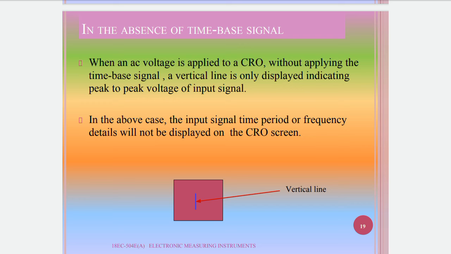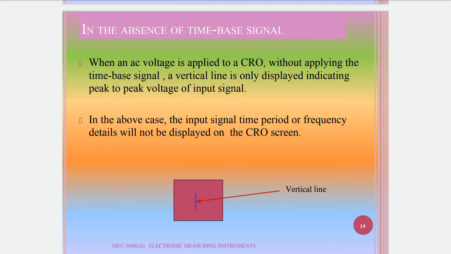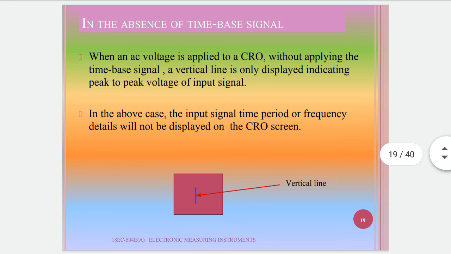So in the above case, the input signal time period or frequency details will not be displayed on the CRO screen, which means that when the time-based signal is not applied, only AC voltage is applied to a CRO. So a vertical line, you can see in the figure, is displayed, which indicates the peak to peak voltage of the input signal.